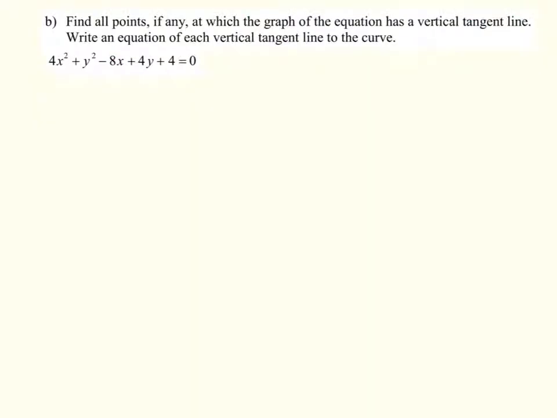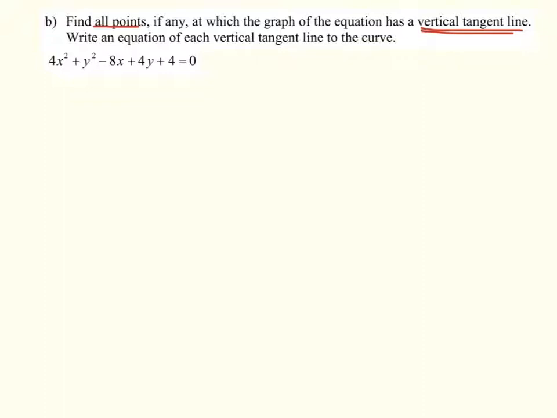Okay, so the second part of this question is pretty similar to the first part. It's just that instead it says find all points. So again, remember that means that there could be more than one, or there could be none, at which the graph of the equation has a vertical tangent line. Write the equation of each vertical tangent line to the curve.